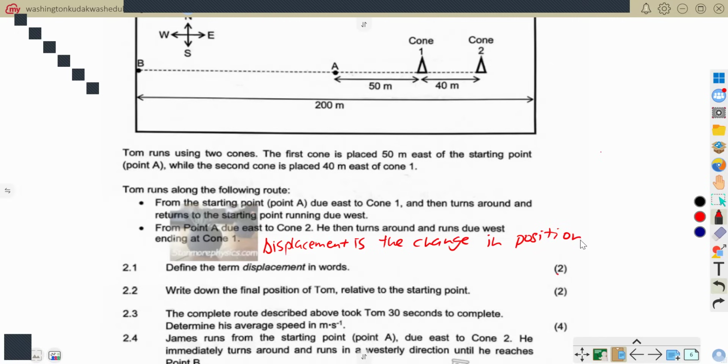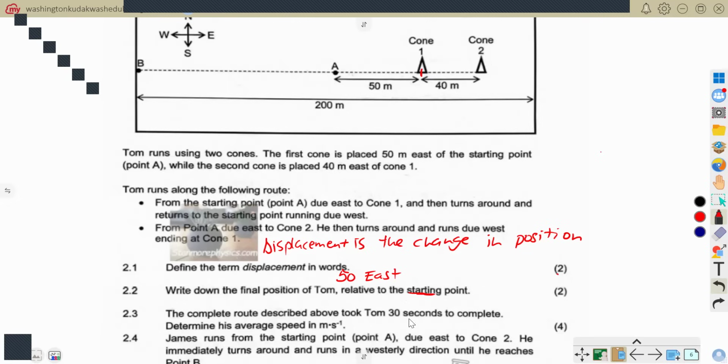So your displacement is simply the change in position. Now they're saying to write down the final position of Tom relative to the starting point. Tom started at point A, and then he went to cone 1, he came back. He went to cone 2, he came back to cone 1. So his final position is on cone 1, which is 50 meters towards the east of point A. So here you would have said 50 meters east. So this is 50 meters east relative to the starting point.